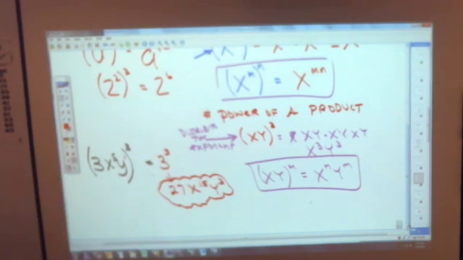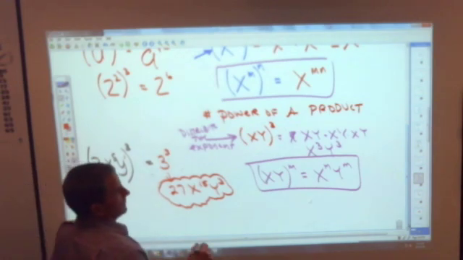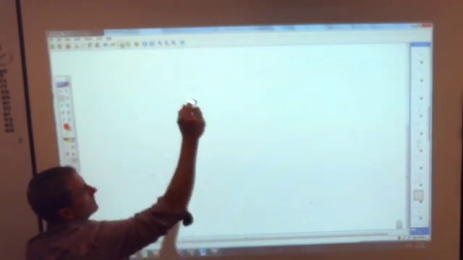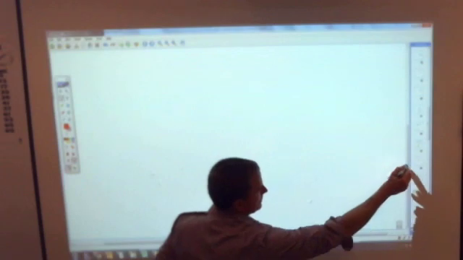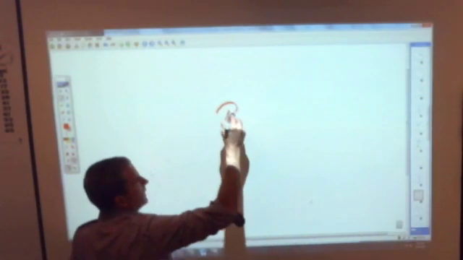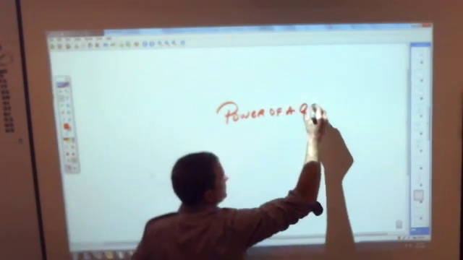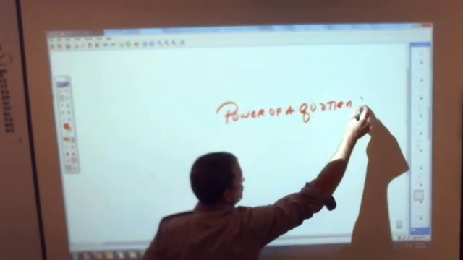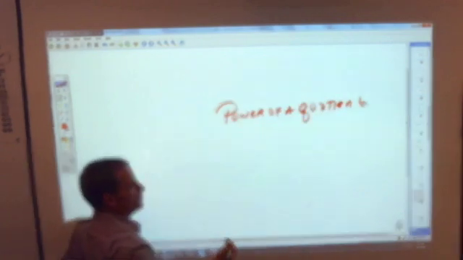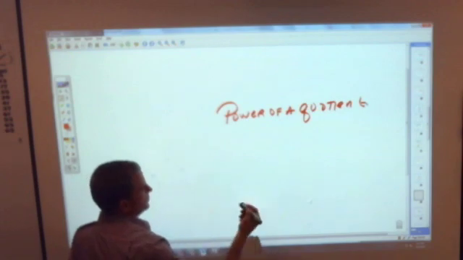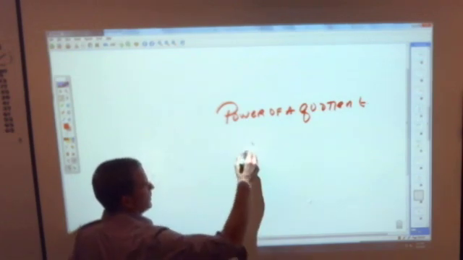And then there's one more rule. The power of a quotient property. Turn the page. The power of a quotient. Quotient means what, ladies and gentlemen? What is quotient? It's a division problem. And in math, division problems, you too often don't think about this, but it should be a fraction.